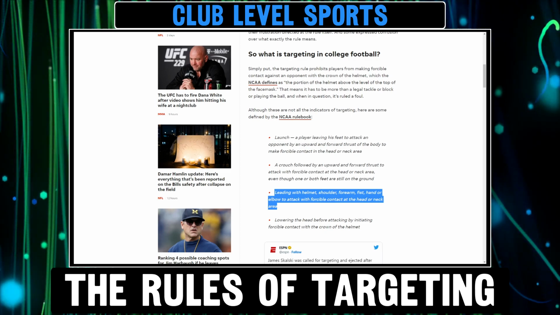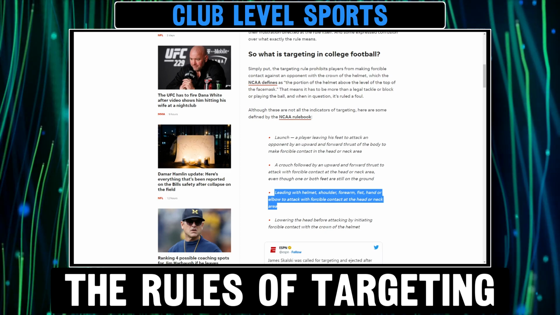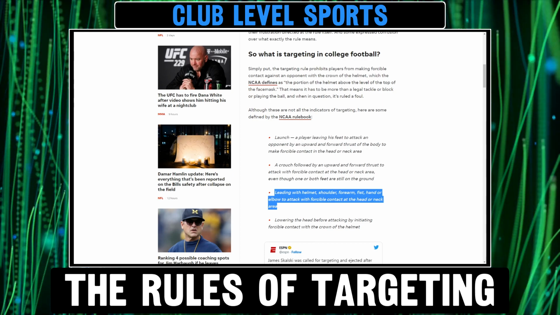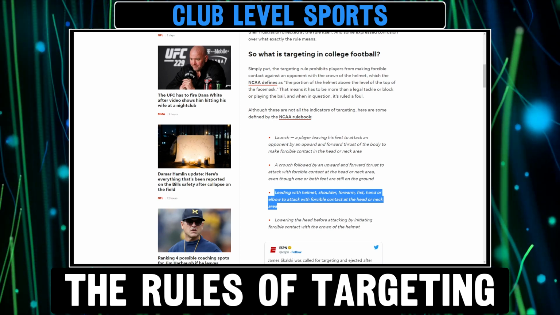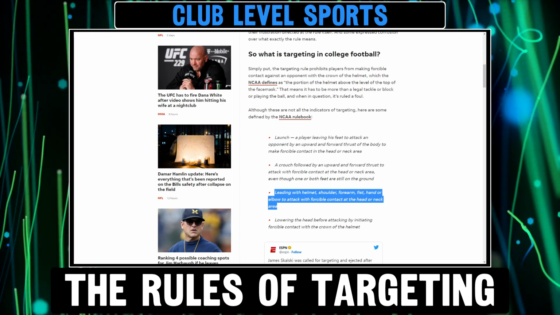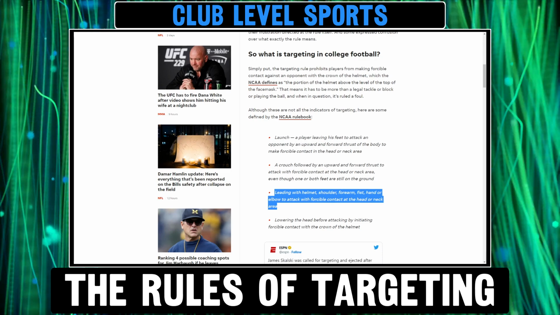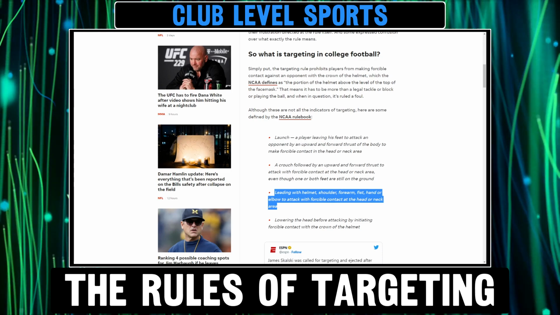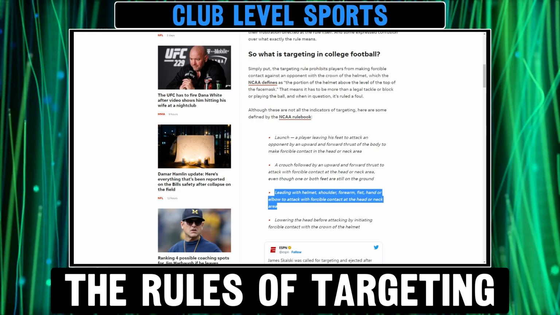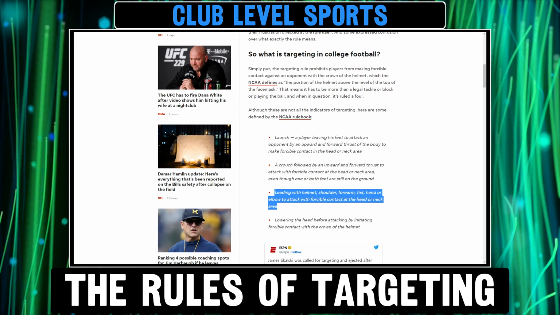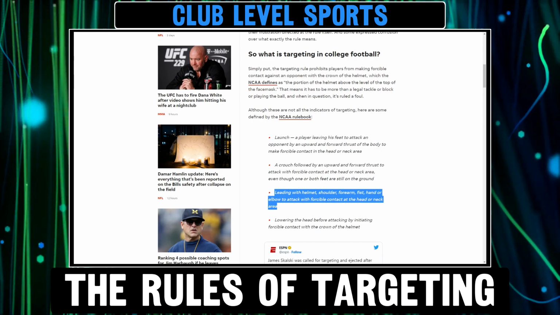So it's leading with the helmet, shoulder, forearm, fist, hand, or elbow. And a lot of people keep saying that, well, he led with his shoulder. Well, that's part of what you're looking for when it comes to targeting. Did he lead with the shoulder, and where did anything make contact? If your shoulder is towards the head or neck area and makes slight contact with that, if it's even 1%, even 0.5%, even 0.25%, it is targeting.